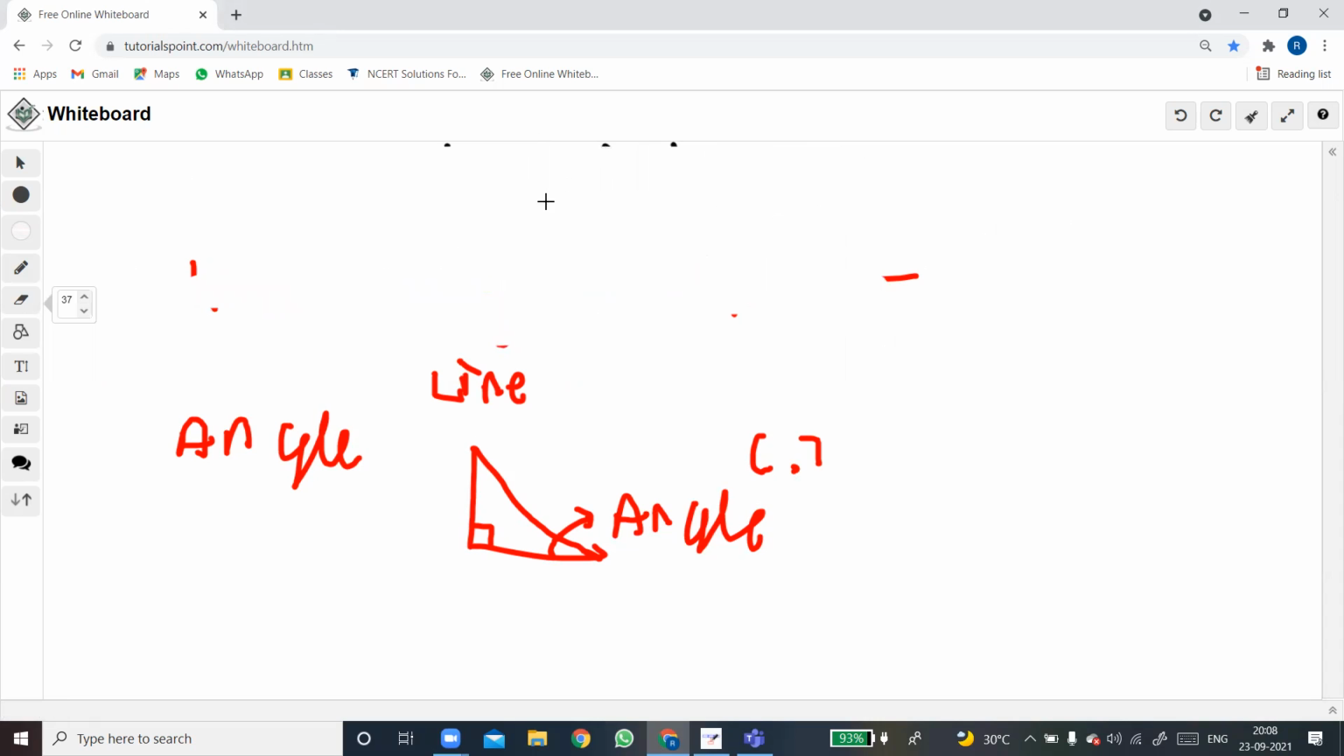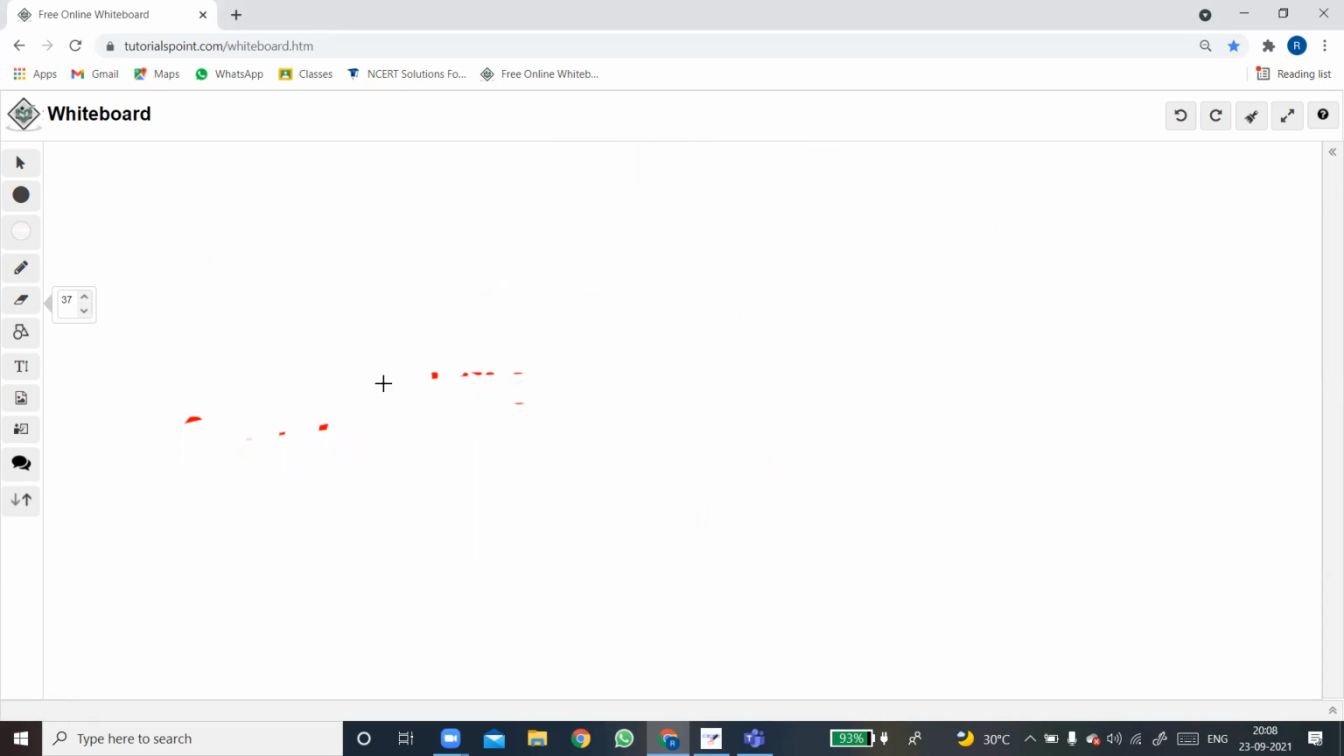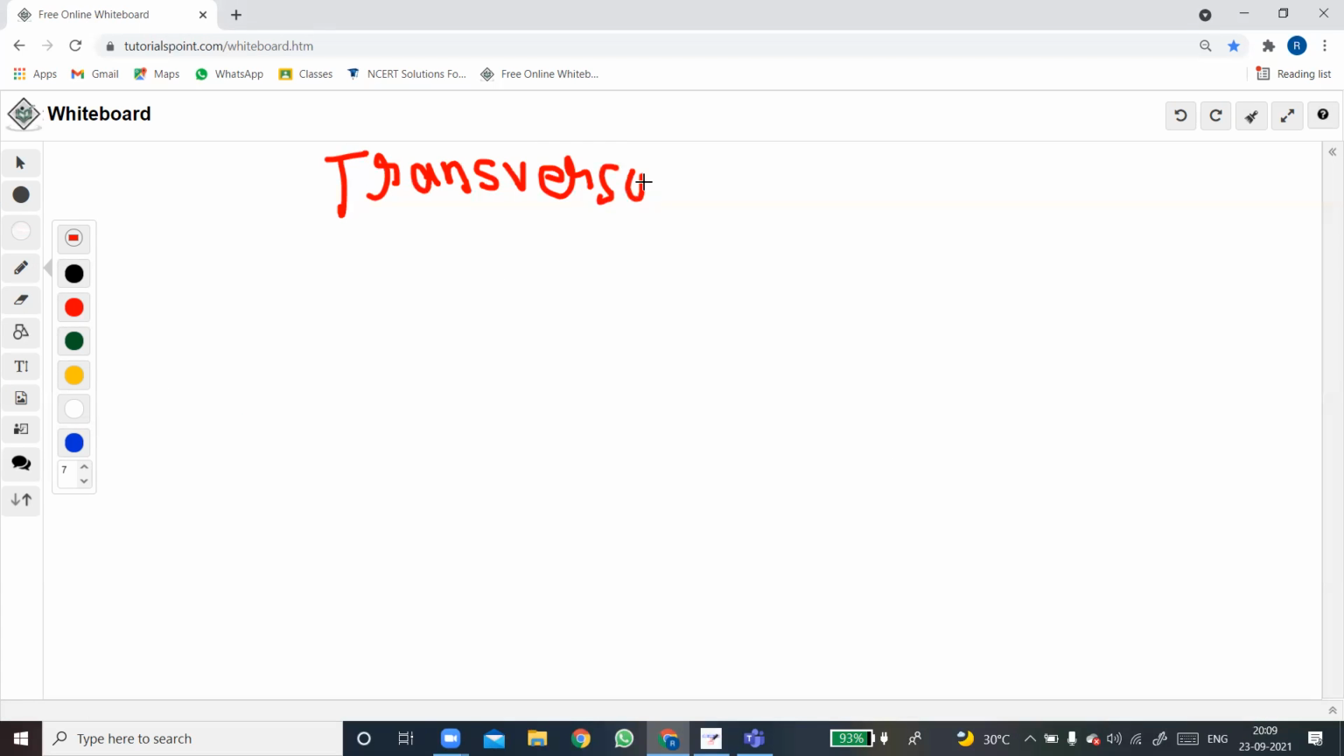I'll explain line and angle in detail in the next video. In this video, we are going to see about the transversal. What is a transversal? Many of you may be wondering what a transversal is. A transversal is like this.